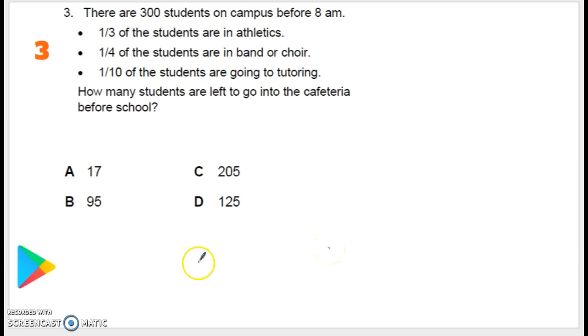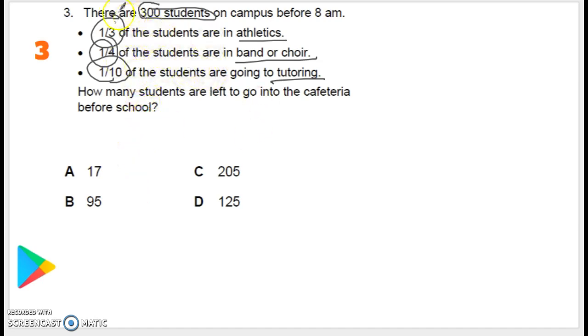There are 300 students on campus before 8 a.m. 1/3 of the students are in athletics. 1/4 of the students are in band or choir. 1/10 of the students are going to tutoring. So how many students are left to go into the cafeteria before school?